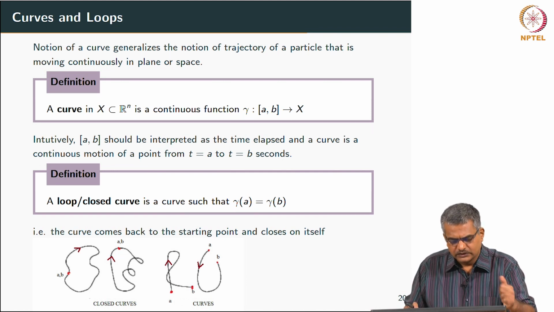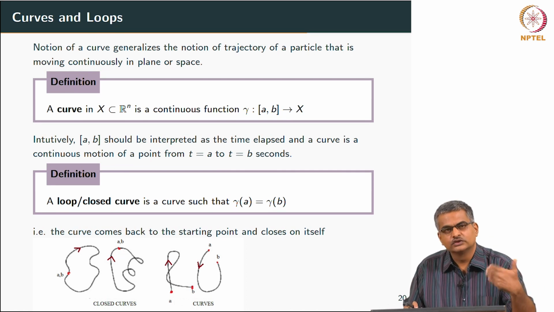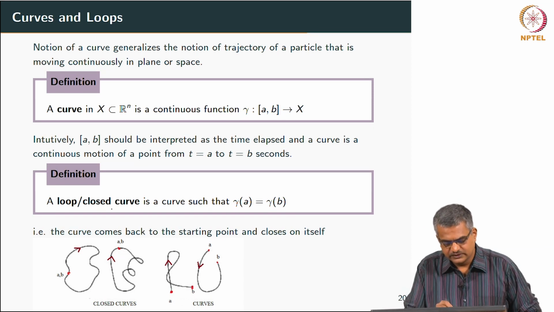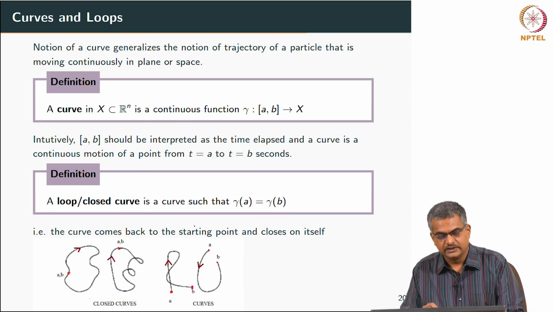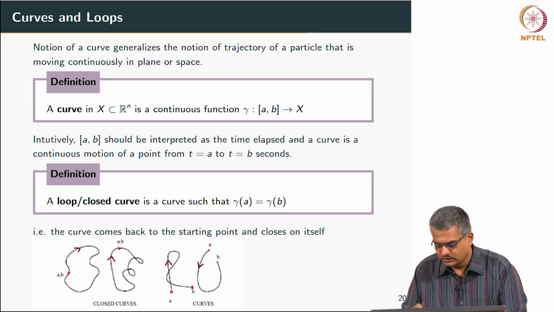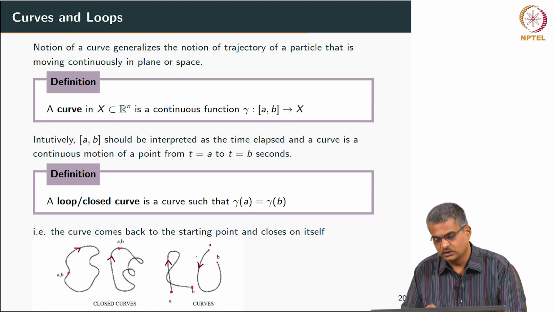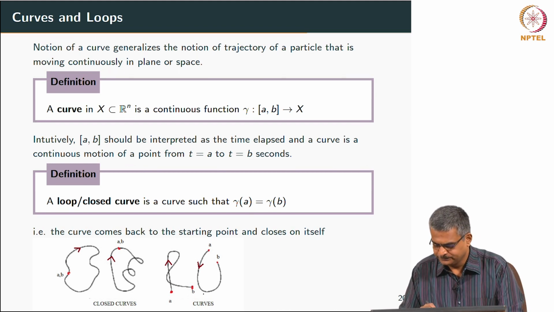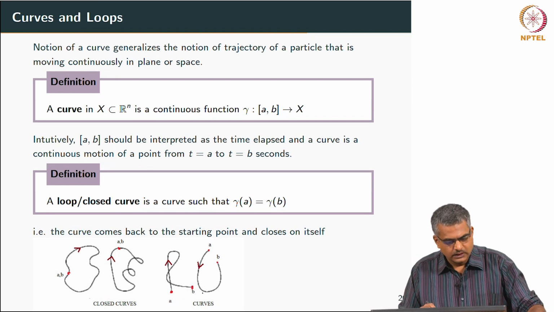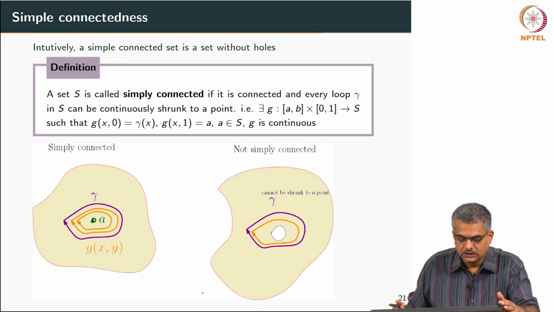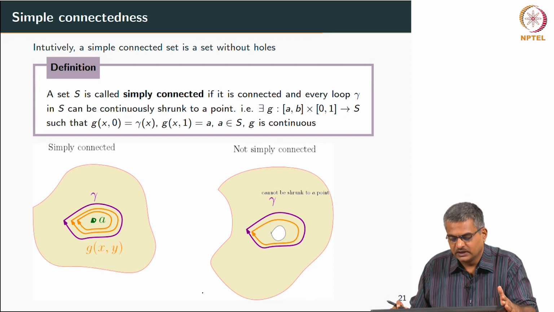Once you have the notion of a curve, we say a curve is closed if the start and end points coincide, right. So, a closed curve or loop is such that the start point of the curve and the end point of the curve are the same. Here we have examples of closed curves, and these are just curves, right. These are not closed. So, once we have this notion of loops or closed curves, we can define the notion of a simply connected set, right.